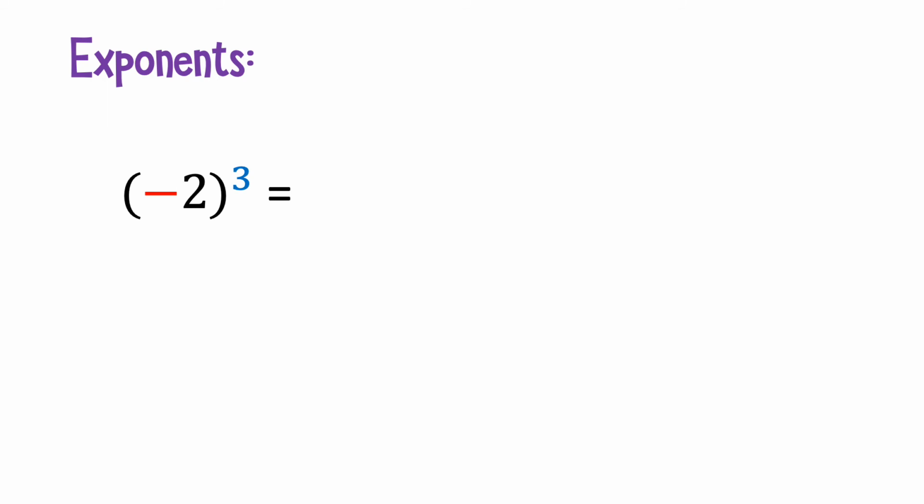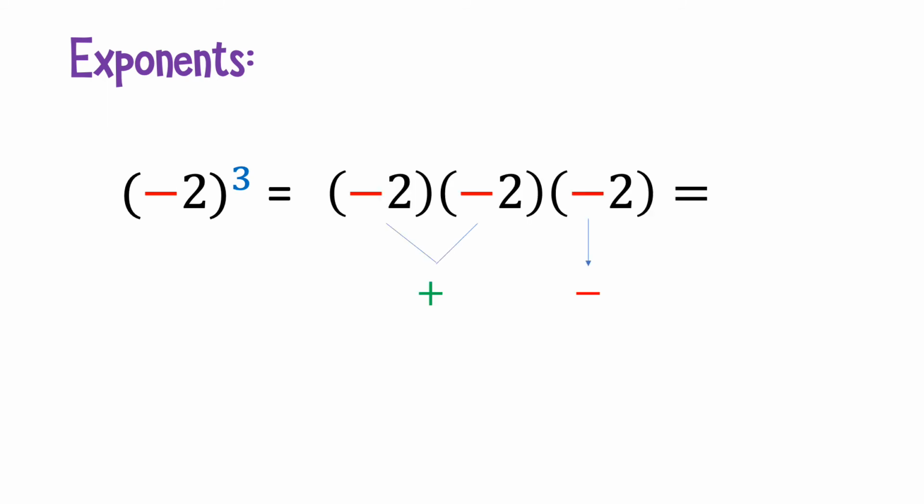Let's look at an example with a cubed number. In this case, we're going to multiply negative 2 3 times. So we have a negative times a negative is a positive, and a positive times a negative is a negative. And 2 times 2 is 4, and 4 times 2 is 8.